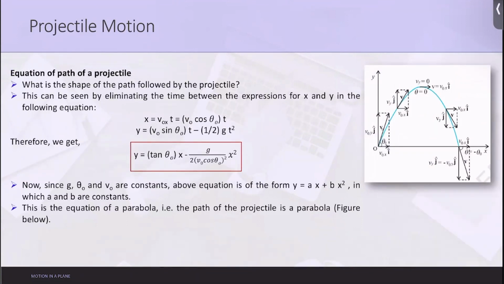Okay, so now let us try to derive the equation of path of a projectile. Please understand this now. First of all, what is the shape of the path followed by the projectile? That can be seen by eliminating the time between the expressions for x and y in the following equation.